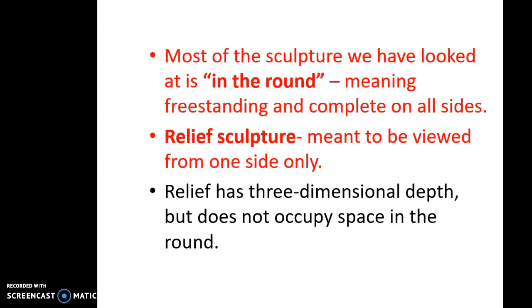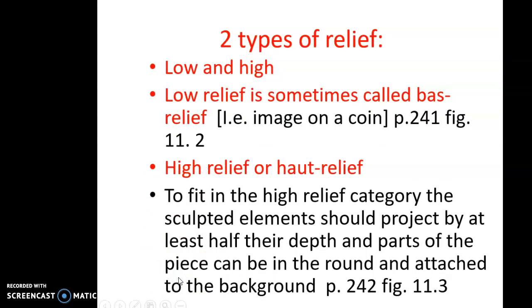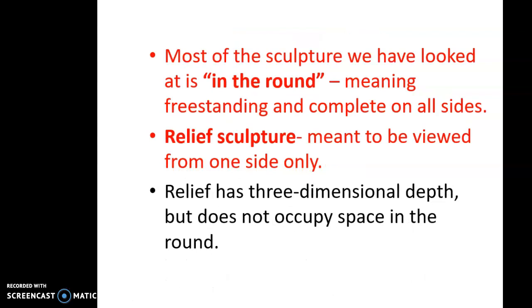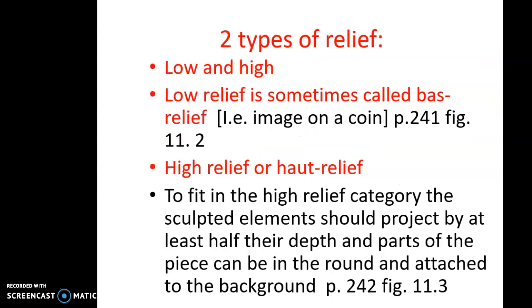Now, most of the sculpture we have looked at is what we consider to be in the round. And that means that it is freestanding and complete on all sides, even on the top. Now, relief sculpture is meant to be viewed from one side only. So it's flat, usually presents itself on a wall coming out from the wall. It has some three-dimensional depth when it comes out from the wall, but does not occupy space in the round because it is flat on one side.